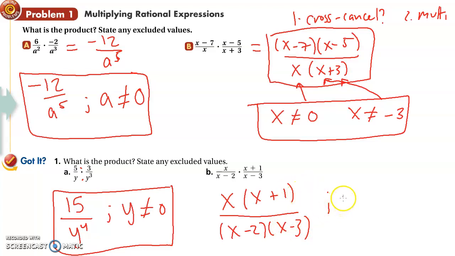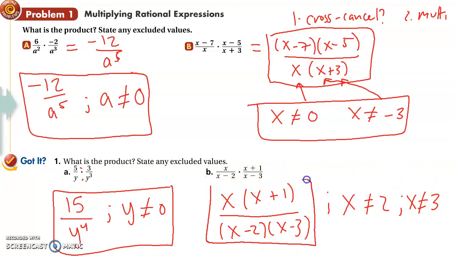There are two exclusions. X is not allowed to equal 2. If I set this denominator equal to 0, x would not be allowed to equal 2, and x would not be allowed to equal 3. All right, so this would be our answer, and these guys would be our exclusions.